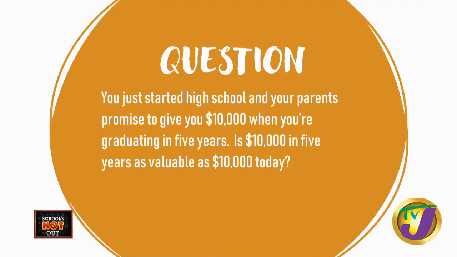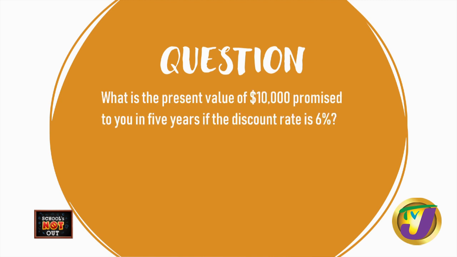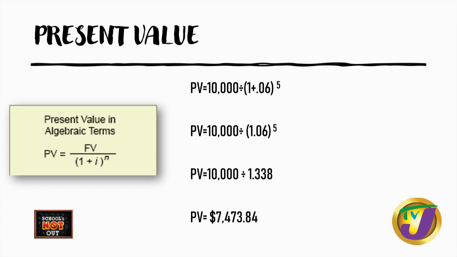So you just started high school and your parents promised to give you, remember I asked you this question earlier, $10,000 when you're graduating in 5 years. Is $10,000 in 5 years as valuable as $10,000 today? What is the present value of $10,000 promised to you in 5 years if the discount rate is 6%, meaning if you have the money right now, you can put it in the bank and earn a 6% interest rate? Now to calculate, we have the formula here again, just to remind you.